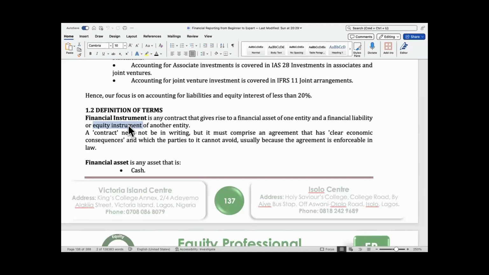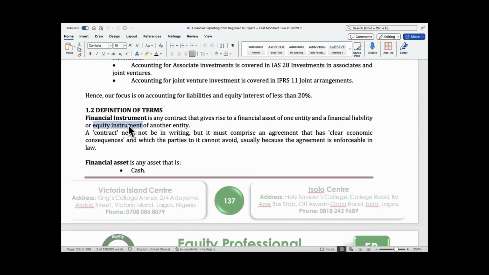But the substance of identifying the difference really is in understanding the definition of financial liability. Understanding that financial liability is a contractual obligation to deliver cash. If we are not delivering cash, then it is not a financial liability.